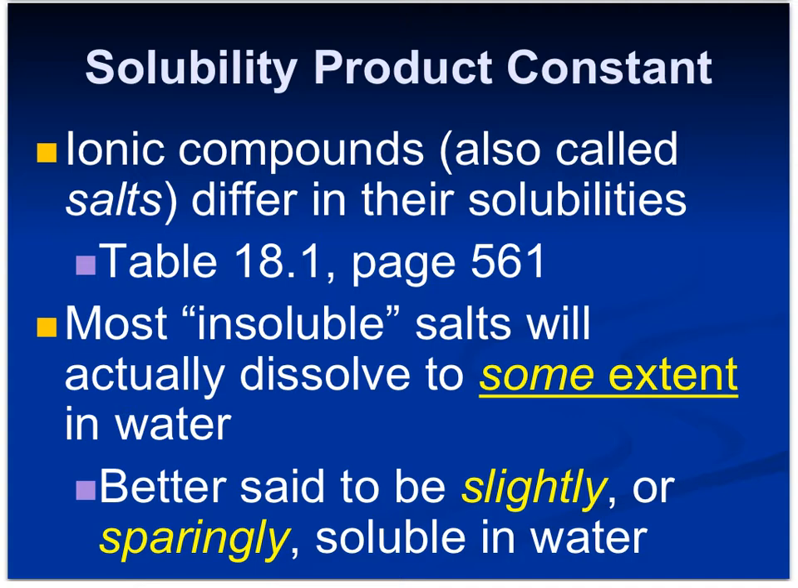So to start off with, our solubility product constant. Ionic compounds, also called salts, differ in their solubilities. We know this. We can put some things in water and some will dissolve, others are only going to dissolve slightly, or maybe it looks like they don't dissolve at all. If they look like they're not dissolving at all, we'll call them insoluble, but many of them actually dissolve to a very small extent. So sometimes you might hear the term that a salt is slightly soluble or sparingly soluble in water.